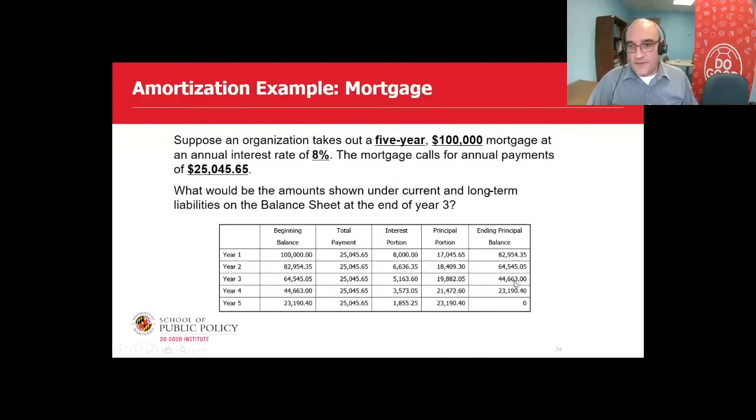Well, the total amount that they owe at the end of year 3 is $44,663. They need to record $21,472 under current liabilities because that's the amount of principal they need to pay in year 4, and they record the remainder, $23,190, as long-term liabilities on the balance sheet. They usually round those numbers because it's easier to say them on a webinar. But seriously, I think accounting allows you to round at least to the nearest dollar when you're recording entries on a balance sheet.